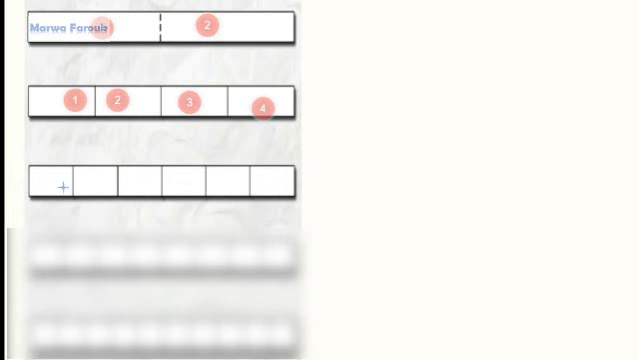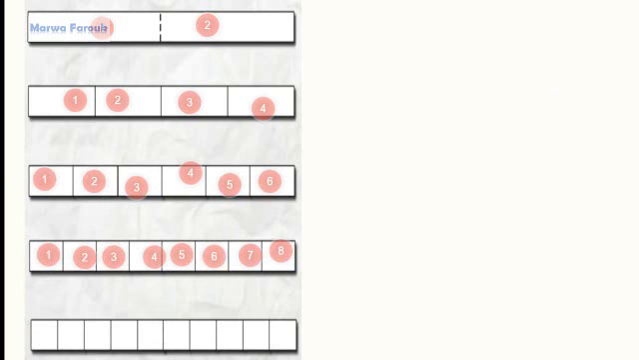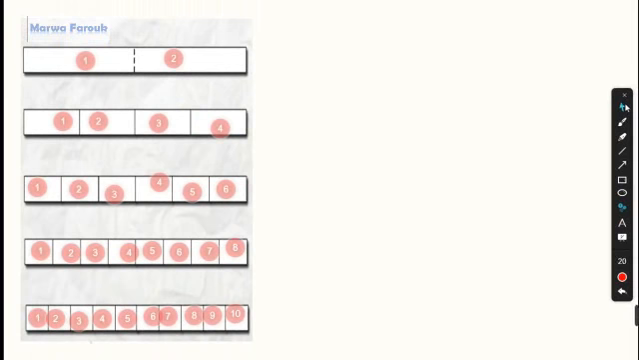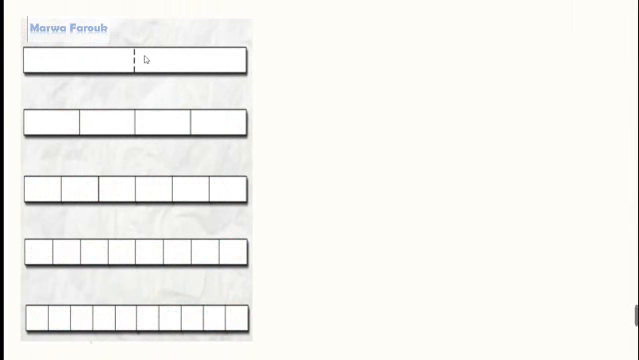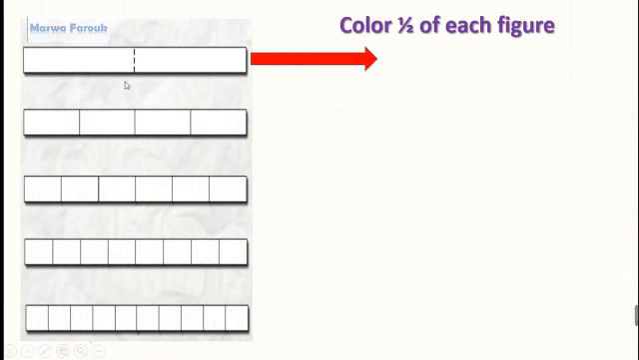1, 2, 3, 4. Excellent. What about the third one? 1, 2, 3, 4, 5, 6. Okay. The third one is 1, 2, 3, 4, 5, 6, 7, 8 equal parts. And the last one is 1, 2, 3, 4, 5, 6, 7, 8, 9, 10. Right? Okay. If we look to these shapes, and I ask you to color half of each figure, I will color this part like this.